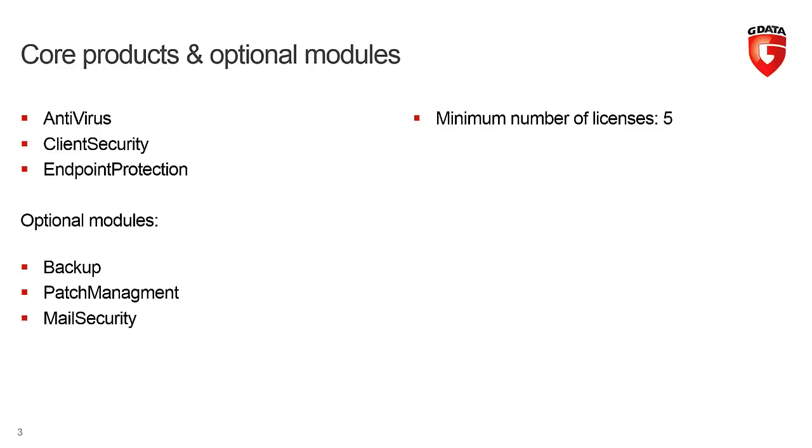The optional features backup, patch management, and mail security are available for every license size, whether you have 5 PCs to protect or 5,000. Also, there is a large number of features which already are included even in the smallest version. In every GData B2B product, you have the following features already included at no extra cost.